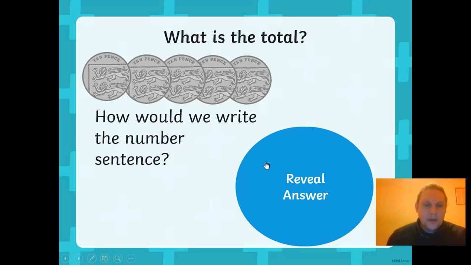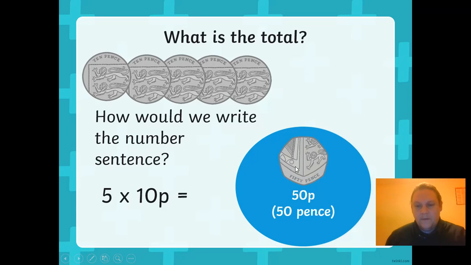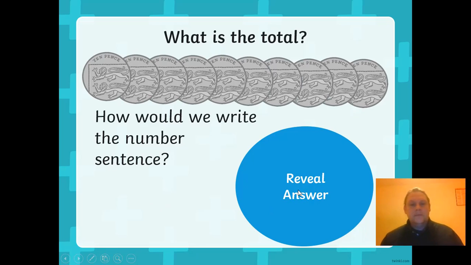What's the total? Okay, we've got 1, 2, 3, 4, 5 10p pieces. So first of all, how would we write this number sentence? 5 10p pieces is going to be written 5 times 10p. Okay. Now, what's our total? We've got 10, 20, 30, 40, 50. Okay. So what's our answer going to be? 50 pence. Okay. All right.